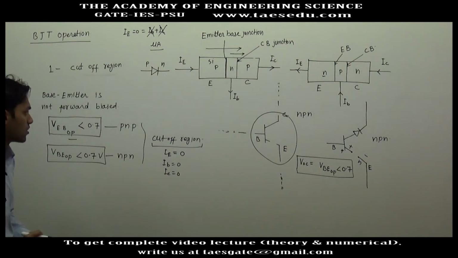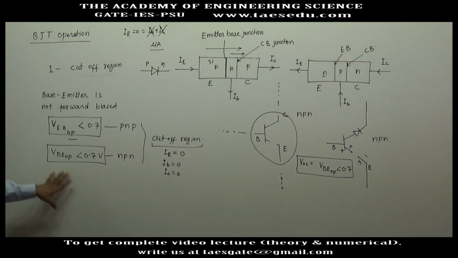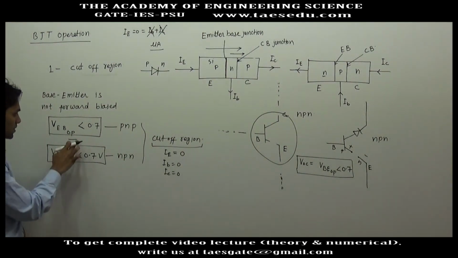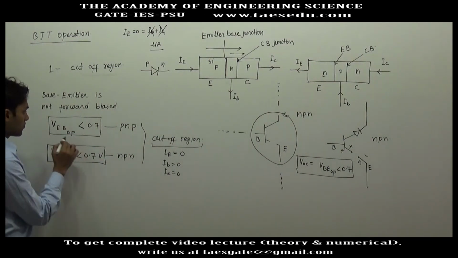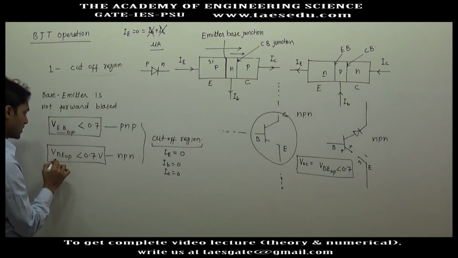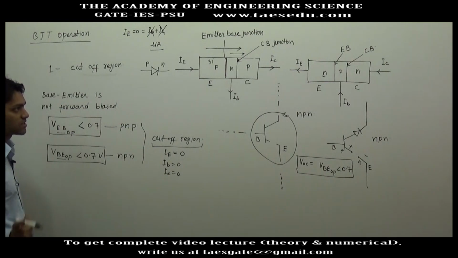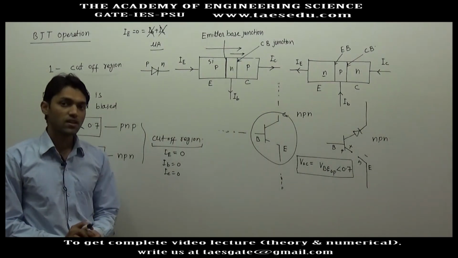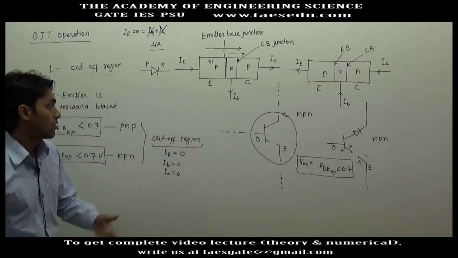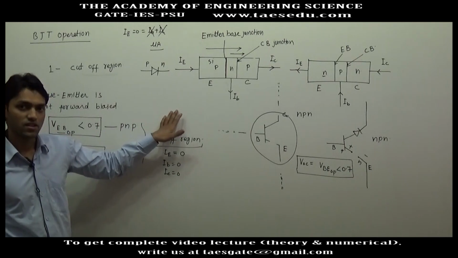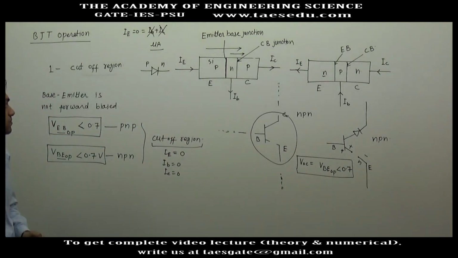Okay, so I hope that you have understood the cutoff region for both PNP and NPN transistors. See, the condition may be different in terms of voltages. Here we have VEB, here we have VBE, but the basic definition for both transistors is the same: in the cutoff region, the emitter base junction will not be forward biased.